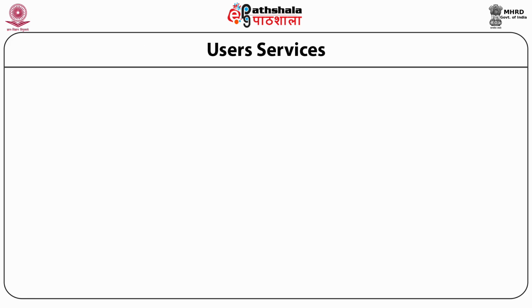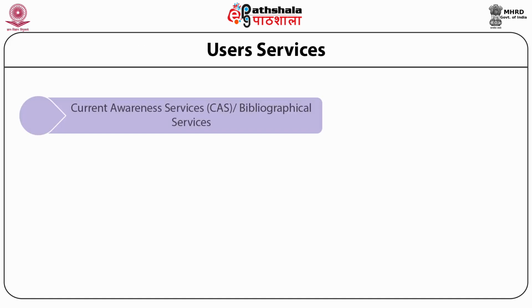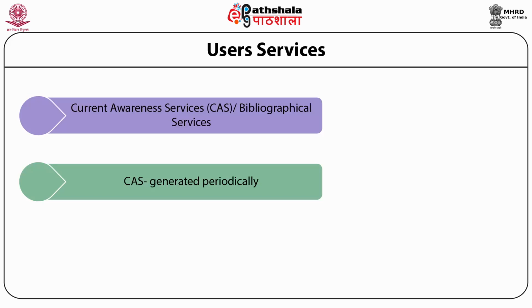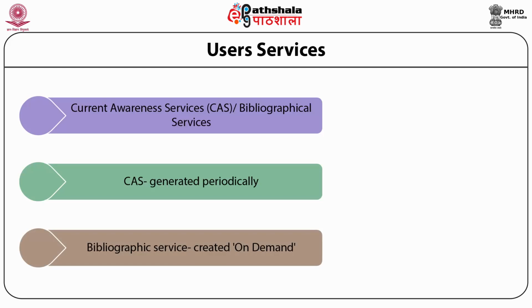User services. The Cataloguing or OPAC module of ILMS can provide the following services: current awareness or bibliographical services. In principle, current awareness service and bibliographic service are the same. While current awareness service is generated periodically, bibliographic service is created on demand. One can select appropriate options and provide filters if needed and generate the report. The report can also be saved in different formats, that is in PDF format or Excel. It can also be printed and also sent by email to the users.